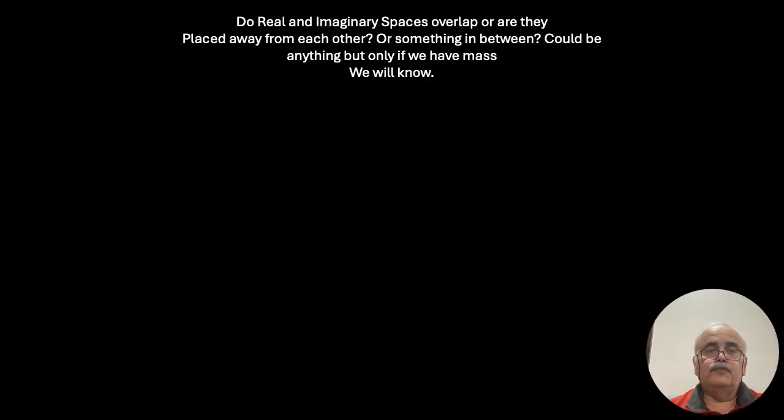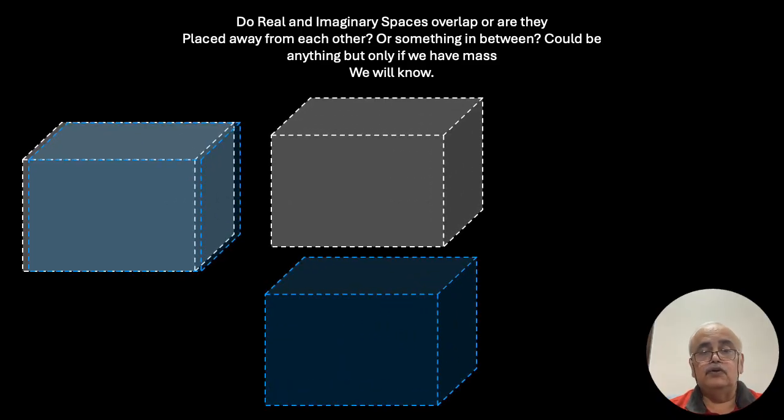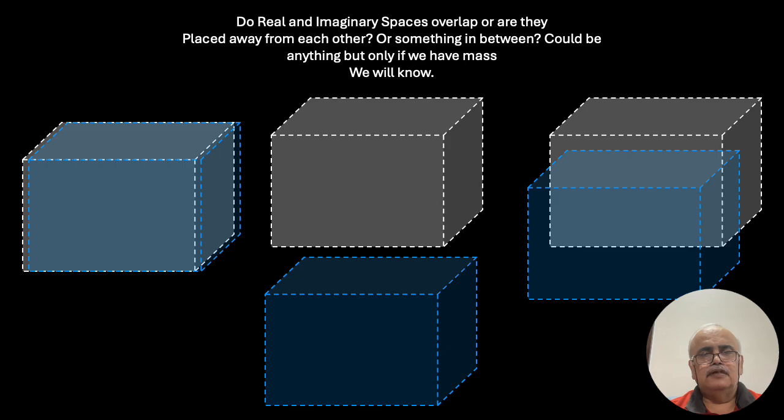Now, when they appear or disappear, do they overlap, or are they completely separate, or do they partially overlap? We don't know. It may be all of these. But as a teaser, what we can say is that on the left hand side, where you have the complete overlap, it means if I have a real mass, then simultaneously it will be there in real space and imaginary space, and that has again a lot of ramifications. So we will go there.